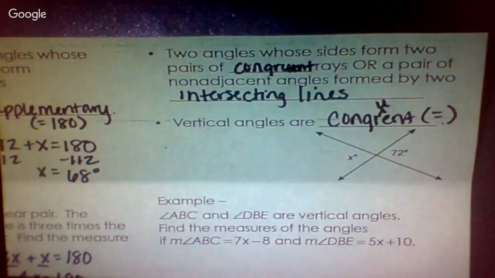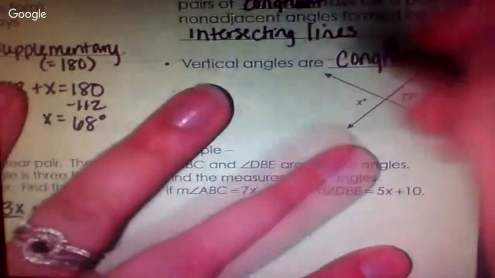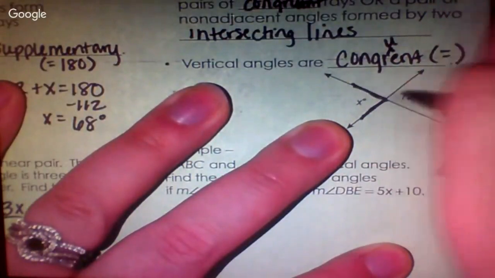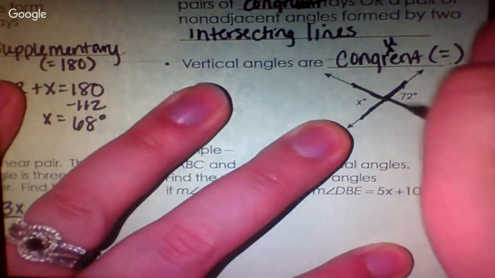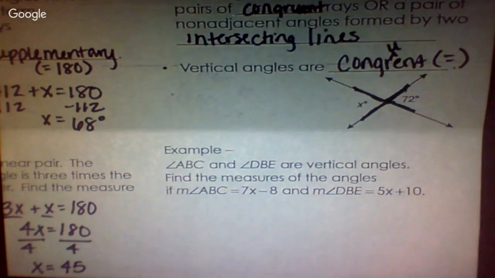How I remember vertical angles in a picture: look at what this creates. A V and a V. Okay, so it creates this X, and then across the V's are your vertical angles. So X and 72 are vertical angles, and your blank angles here are also vertical angles. So if they're across that V, they're vertical angles.